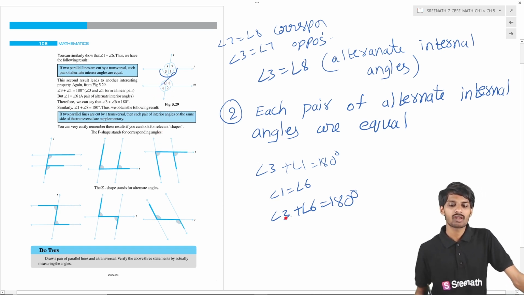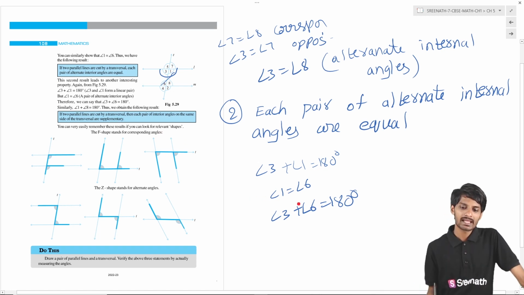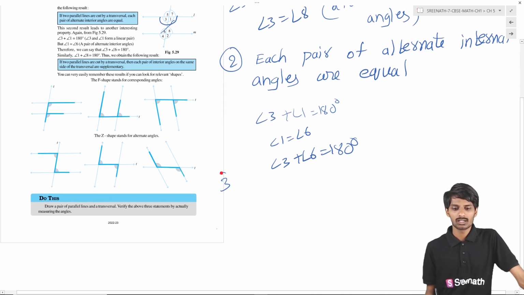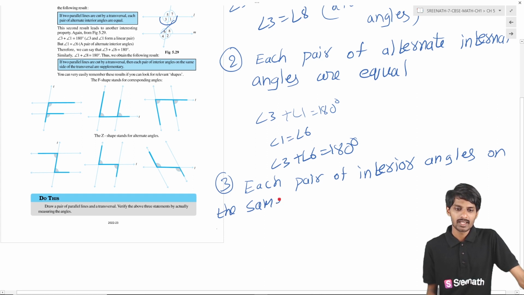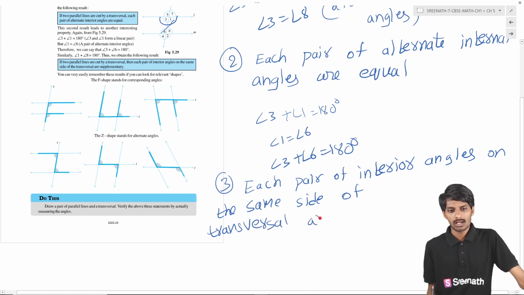Whenever two angles add up to 180 degrees, we say that they are supplementary angles. Here angle 3 and angle 6 are interior angles on the same side. So this leads to the third result: whenever two parallel lines are cut by a transversal, each pair of interior angles on the same side of the transversal are supplementary.